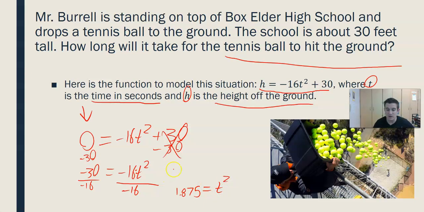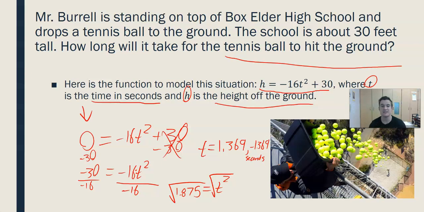Now I have my t squared stuff by itself. I'm going to square root both sides. And when I do that, I get the square root of 1.875 is 1.369, or negative 1.369 seconds. That's how long it'll take for this tennis ball to hit the ground if I drop it off the school. So keep in mind, I have two solutions here. T equals 1.369 seconds and negative 1.369 seconds.